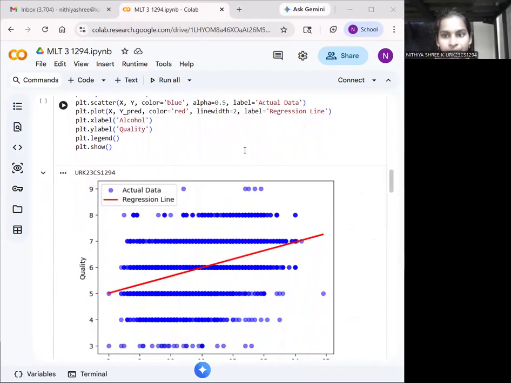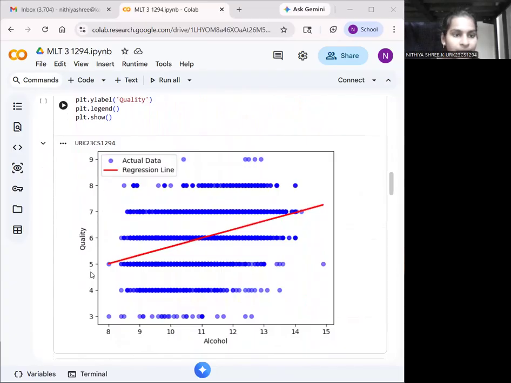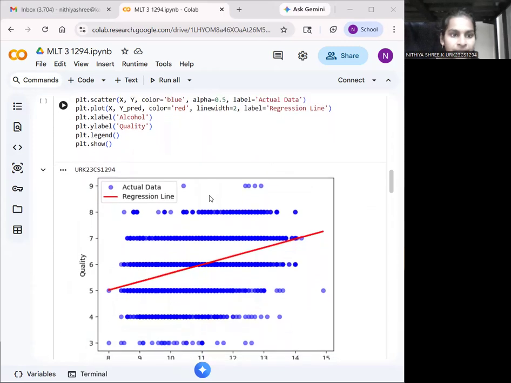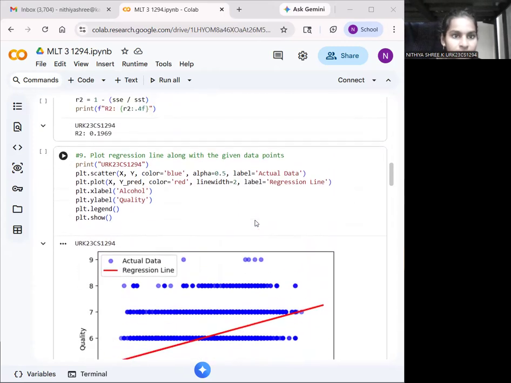For this, we are using a scatter plot of the actual data. And this side is X. This is the Y label for quality, and this is the X label for alcohol. The dots are for actual data, and the red line is for the regression line.